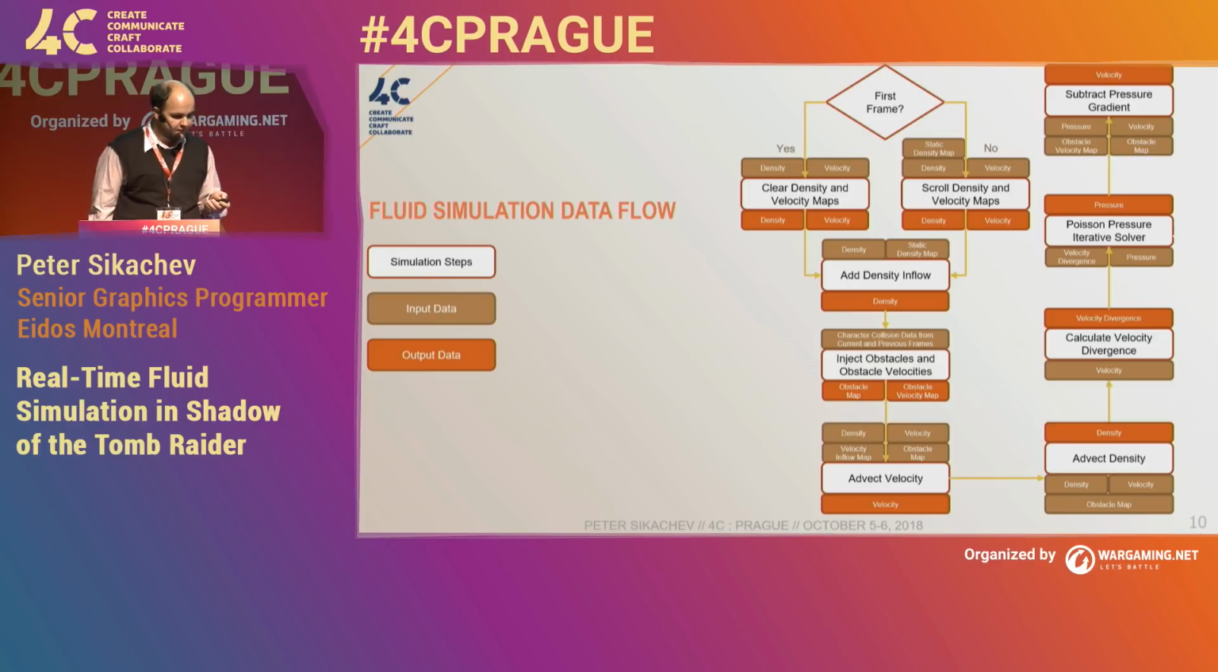Basically, the simulation steps are marked like in white boxes. So first, depending on whether it's the first frame or not, we would clear the persistent data, being velocity and density maps. Or if it's not the first frame, we would need to scroll it. I will describe later on what it means exactly.